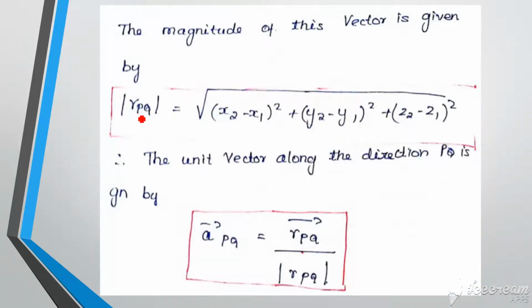So this is the unit vector with respect to the distance vector. Already we discussed unit vector. Unit vector is nothing but the vector divided by its modulus. This is the unit vector corresponding to the distance vector.